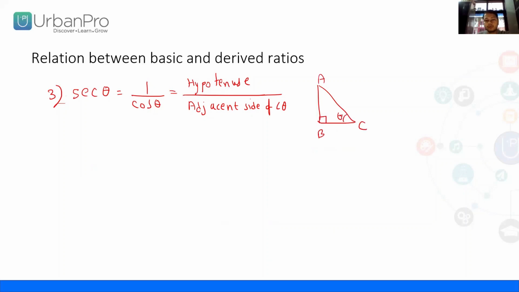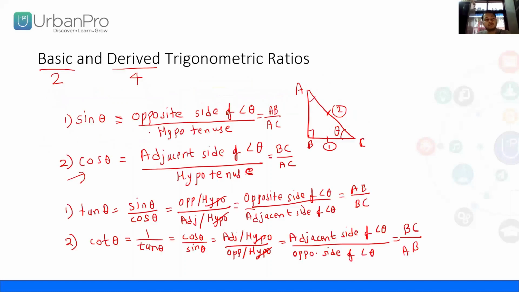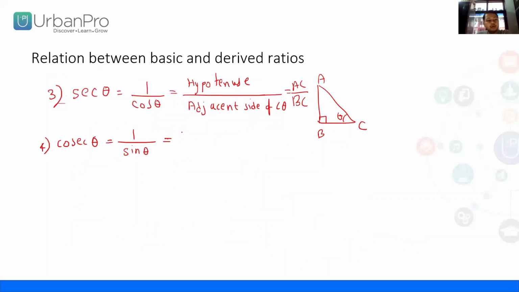So here hypotenuse is AC and the adjacent side of angle theta is BC. Now last one is cosec theta. Cosec theta can be derived from sin theta. It is the inverse of sin theta. So as you can see, the formula for sin theta is opposite side of angle theta upon hypotenuse, so hypotenuse will go in the numerator and opposite side will come in the denominator.